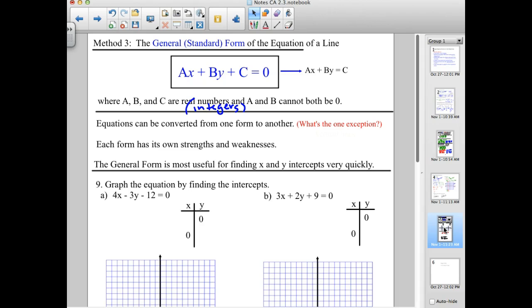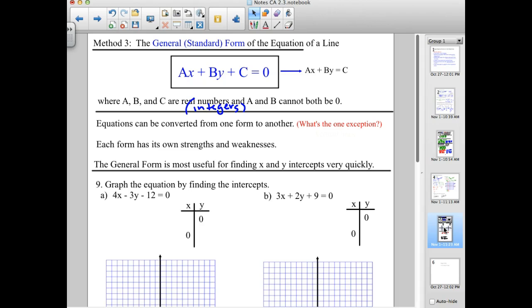The one thing I do want you to make sure you do is that your A's, B's, and C's should be integers. Okay? I don't want to see fractions. I don't want to see decimals. And we'll go over how to get rid of those and convert them in a second. Notice it says that A, B, and C are real numbers, and A and B cannot both be 0. Okay? If A and B are both 0, they drop out. You can have one of them 0. Okay? If you just have an x, it's a vertical line. If you just have a y, it's a horizontal line. Okay? But you can't have both of them be 0.